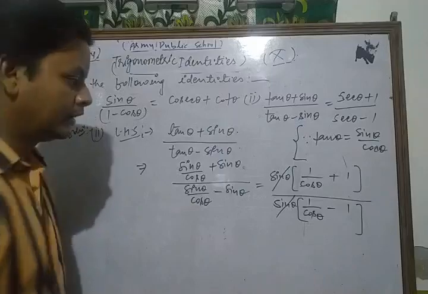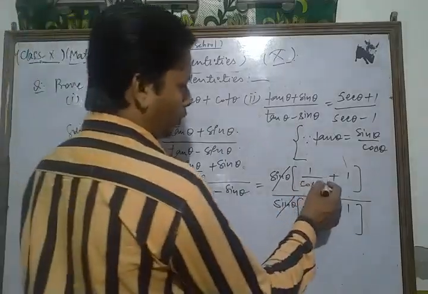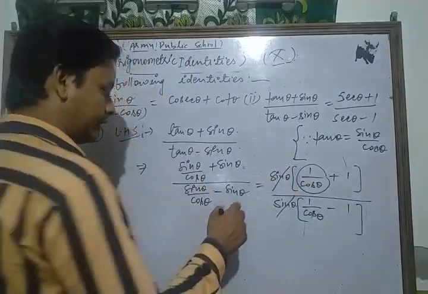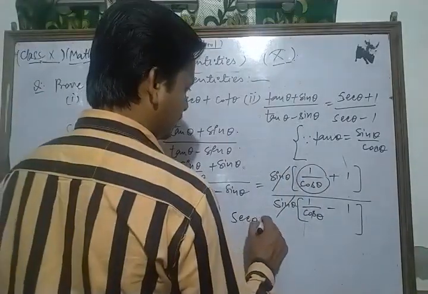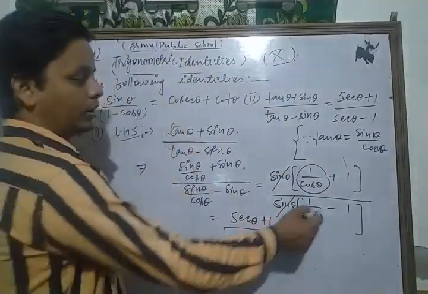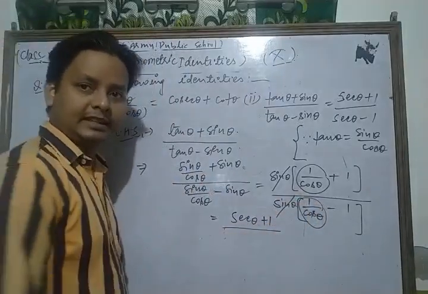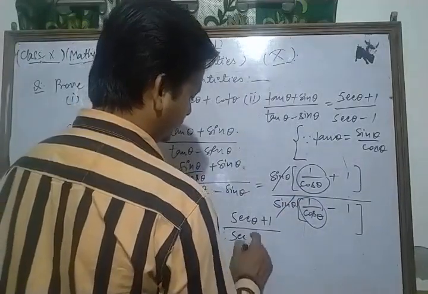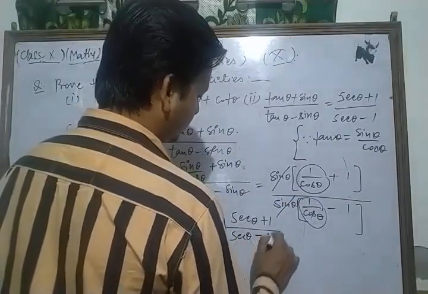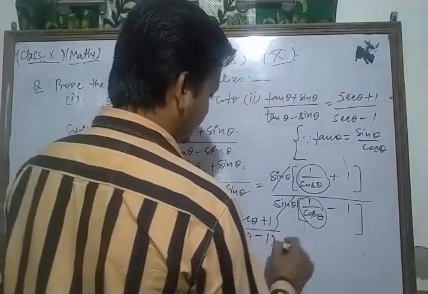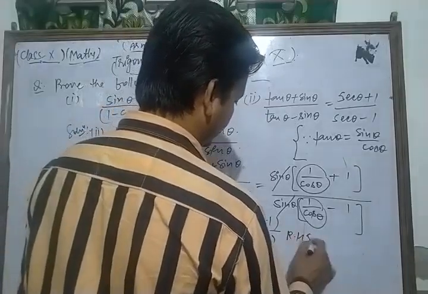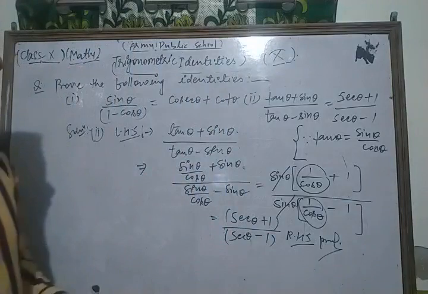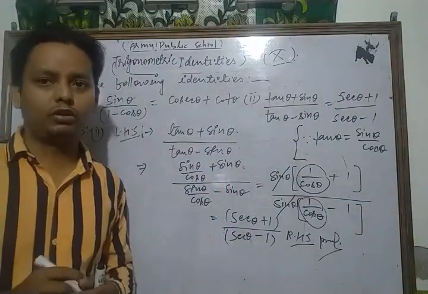Now sin theta cancels on both sides, and dear students, you know that 1 upon cos theta is sec theta. So here we write sec theta plus 1 upon sec theta minus 1, and this is RHS, hence proved. Dear students, this is the process to solve this type of question.